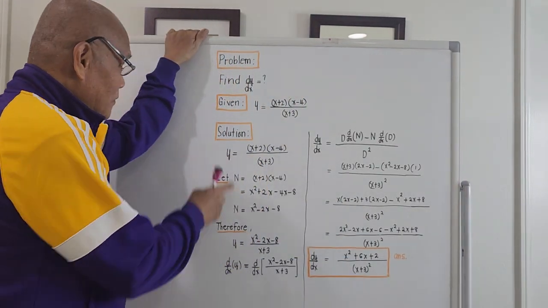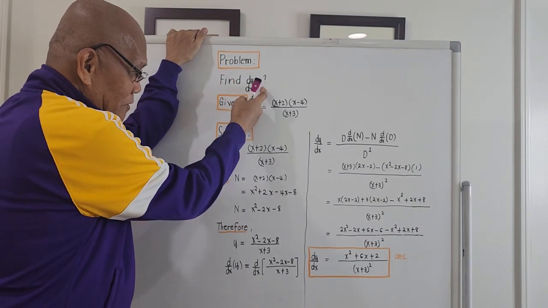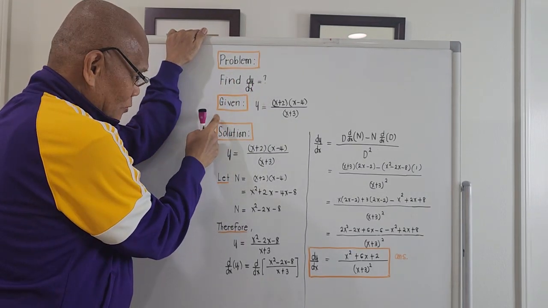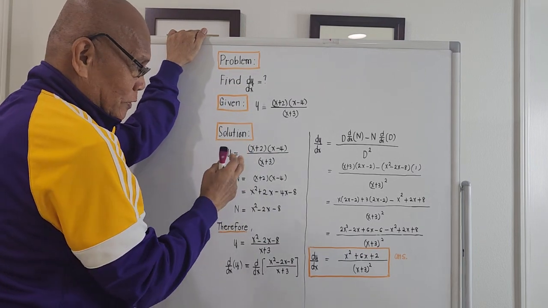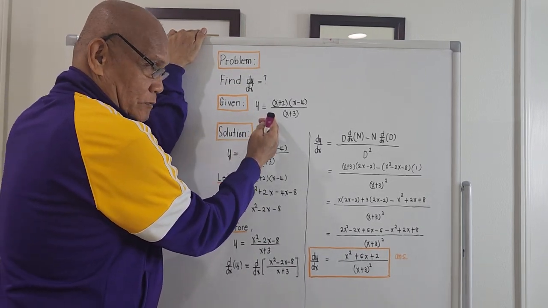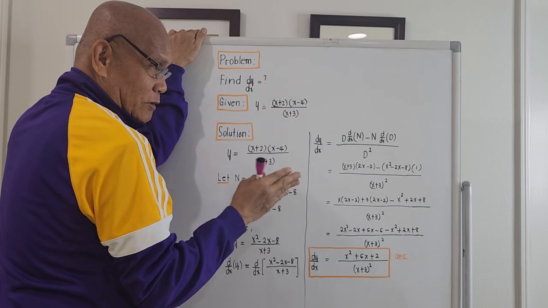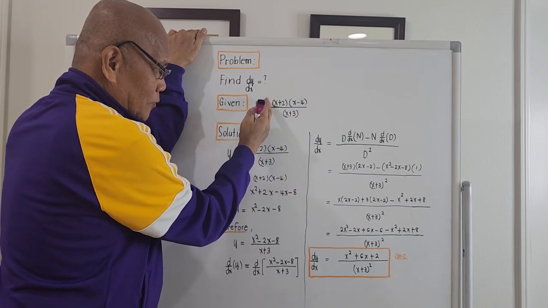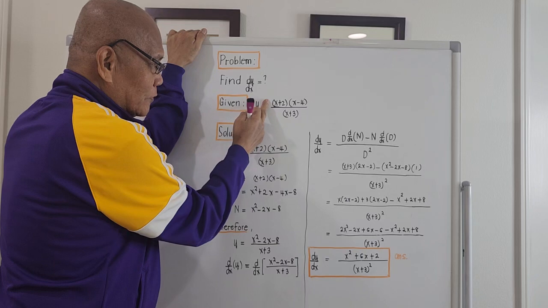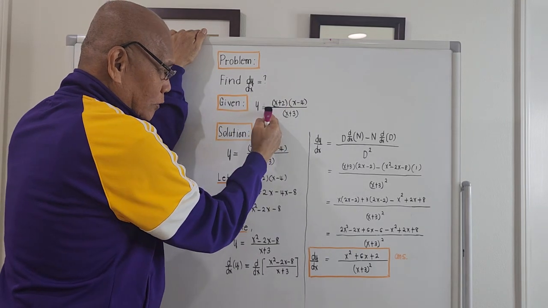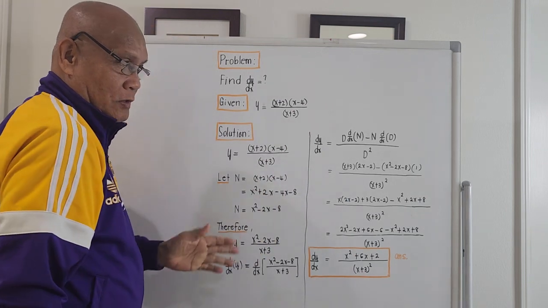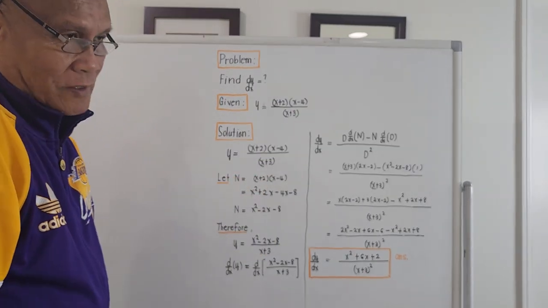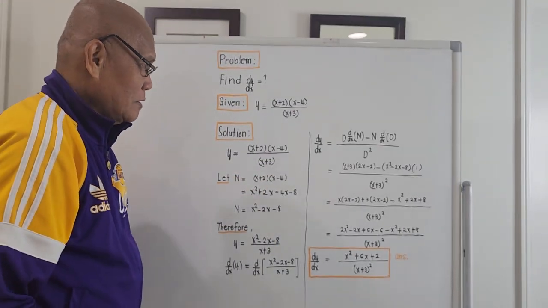We are given a problem. Find dy/dx. We are given y is equal to a fraction, the product of quantity x plus 2 times quantity x minus 4, all over the quantity x plus 3. So actually we are given a fraction, okay?